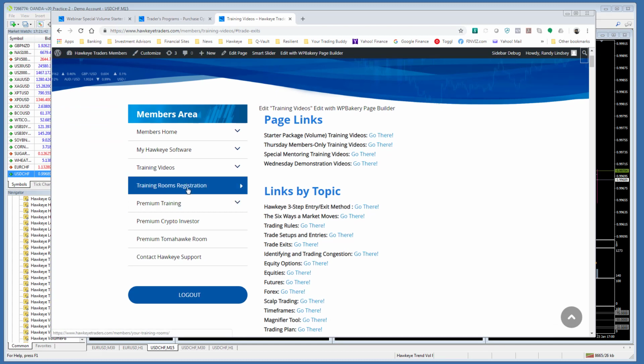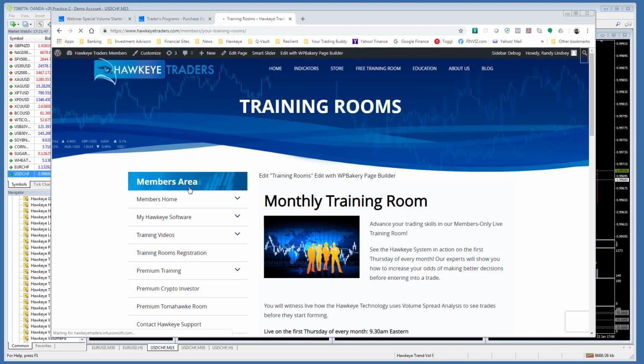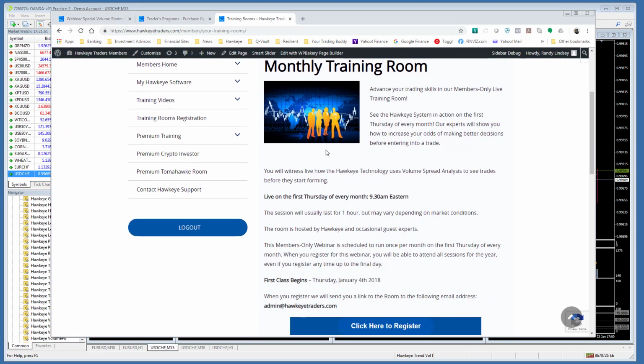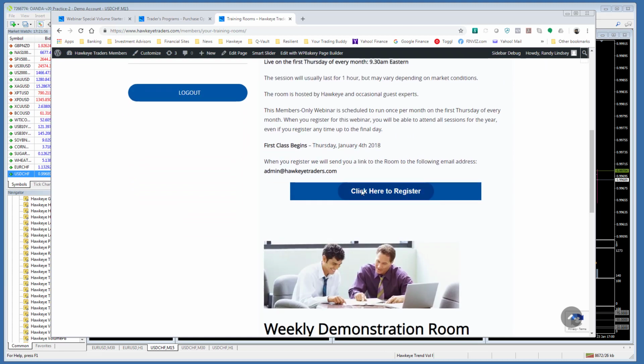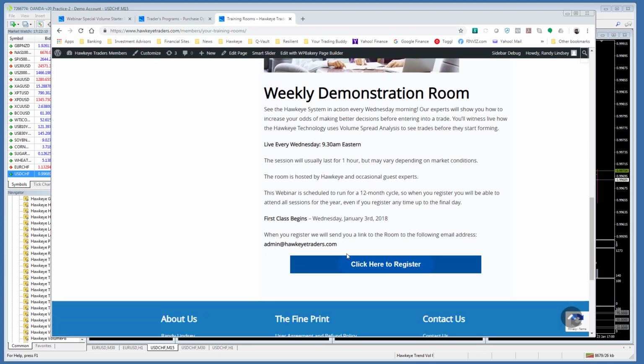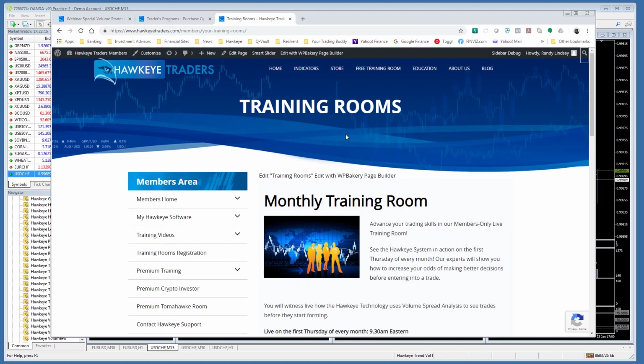So training room registration, don't forget to click on that link once you become a member, because that gives you access to the monthly training room every single Thursday. That starts at 9:30. Just click on this button right here to register. Since you're already logged into the system, it knows who you are. So click the register button, and it will automatically sign you up for the Thursday training class. And you're already here today, so you don't have to worry about registering for today's class.